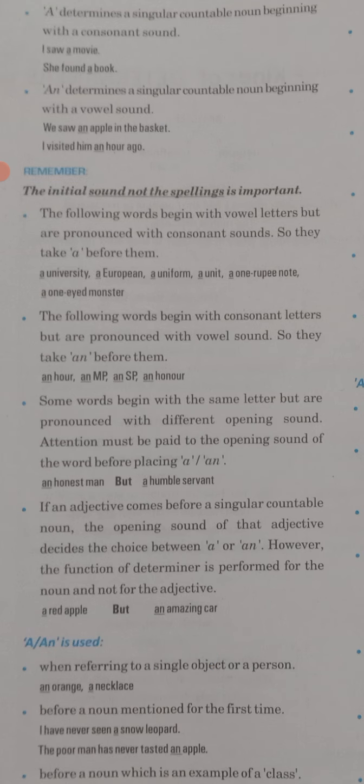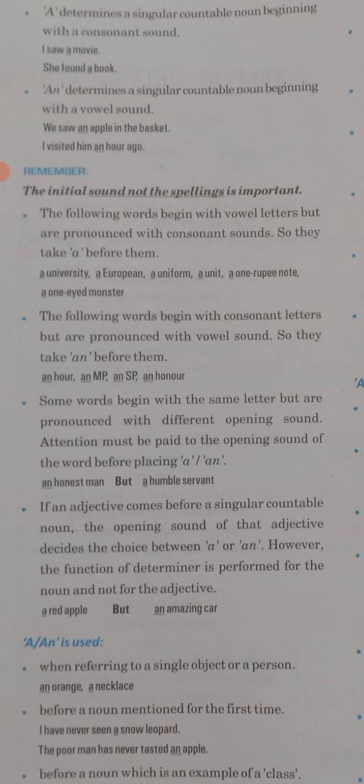Like university begins with u, which is a vowel, but the sound it gives is y. Same with European, uniform, unit, with the y sound, one-eyed monster or 1 rupee note. So these all give the sound of a consonant if you pronounce them. That's why we call it a consonant sound, and we will use a in front of them.